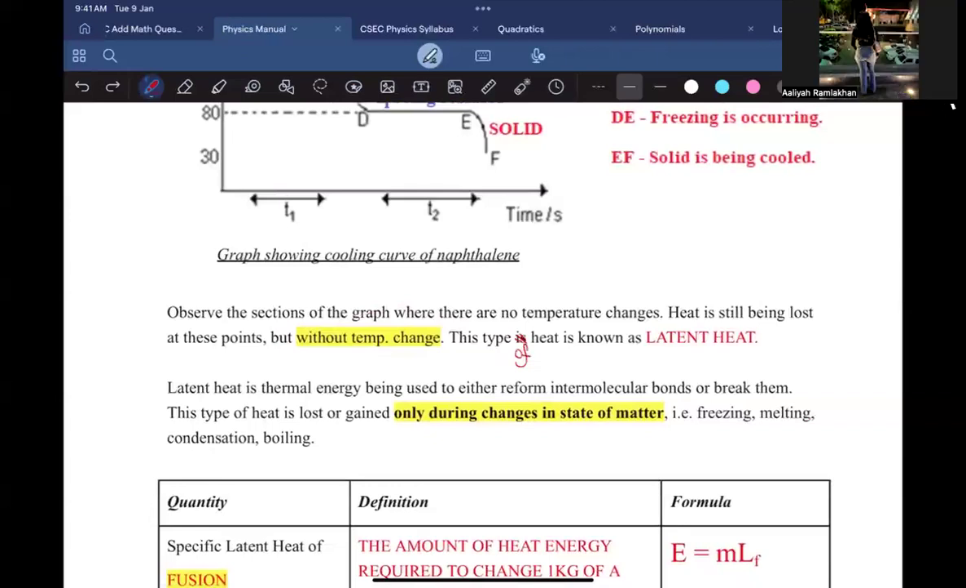What's happening to the intermolecular bonds if you're going from a solid to a liquid? Where's the intermolecular bond stronger, in a liquid or a solid? In a solid. So the intermolecular bonds are breaking. Yeah, they break, and that requires energy. And that is known as latent heat. So copy this down.